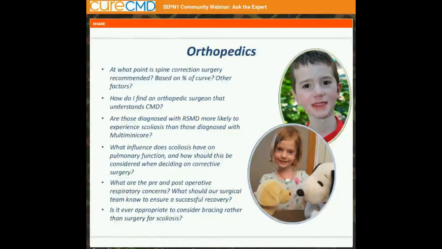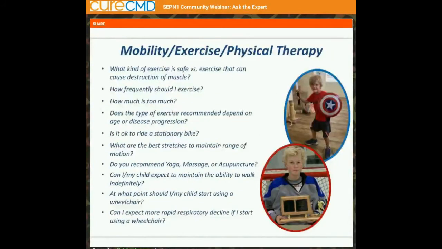And so I think bracing is still done in some situations, but many orthopedic surgeons are moving away from it. And even outside of neuromuscular disease, it's typically seen as a temporizing procedure that may give some correction, but not the same type of correction one gets with surgery. For the third question, are those diagnosed with rigid spine muscular dystrophy more likely to experience scoliosis than those diagnosed with multiminicore? The answer is no. As I said, most patients will have significant scoliosis, if not all of them, and this is independent of the microscopic aspect of the biopsy.